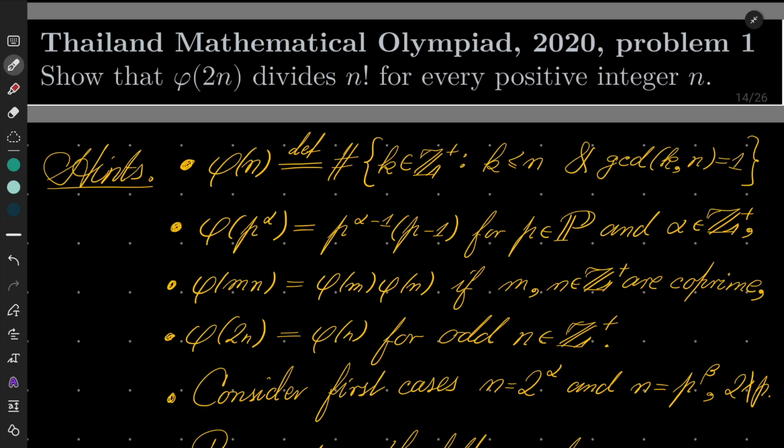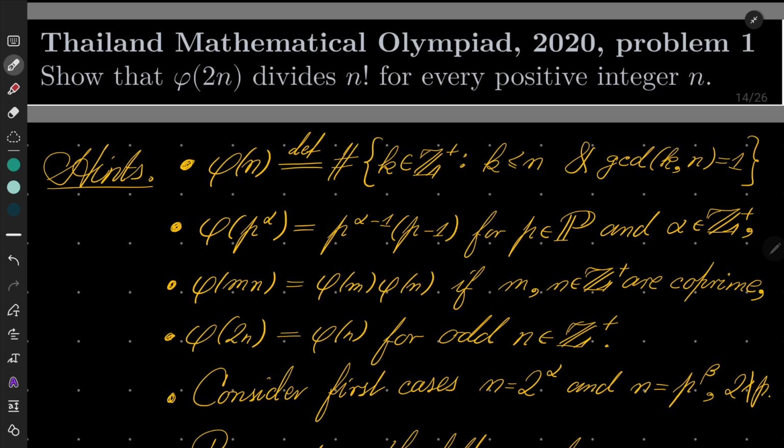Hello friends, in this video I'd like to solve the following problem from the Thailand Mathematical Olympiad 2020. Problem number 1. We wish to show that phi of 2 times n divides n factorial for every positive integer n. What is phi of n? Well, it's the Euler's function, which is defined in the following way.